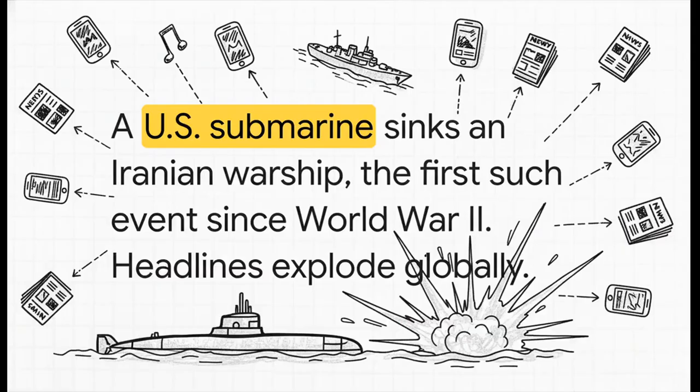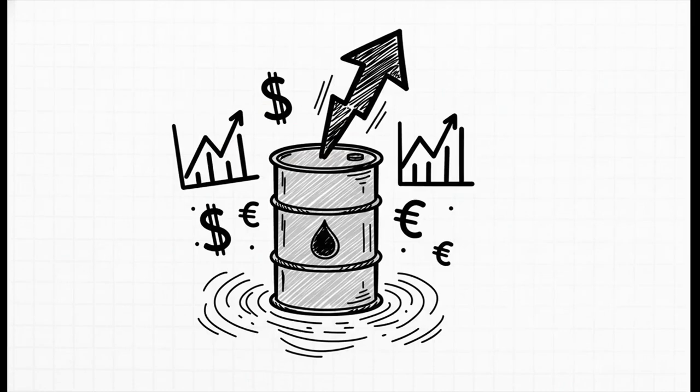Let's dive in. And bam, a headline hits your screen. A U.S. submarine just sank an Iranian warship. I mean, that's the first time something like that has happened since World War II. Instantly, the story just explodes everywhere. But before you can even wrap your head around that, boom, oil prices are spiking over 6%. The global markets are already reacting to the instability in the Strait of Hormuz.